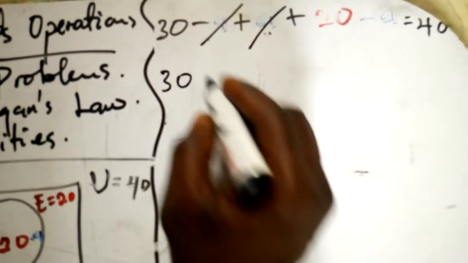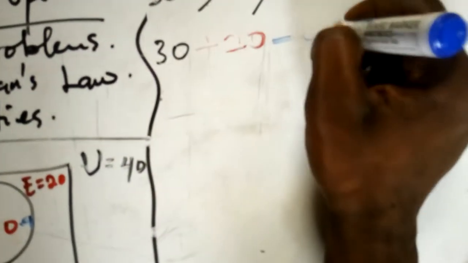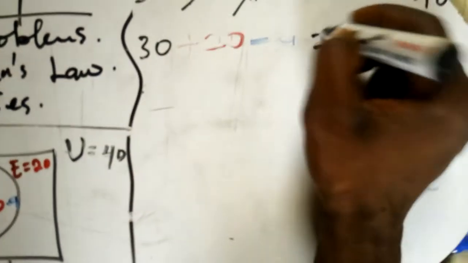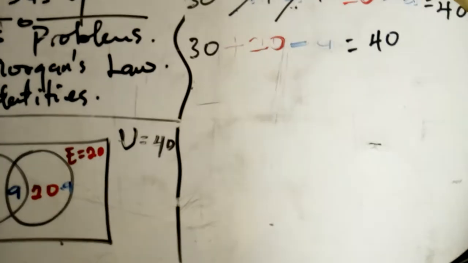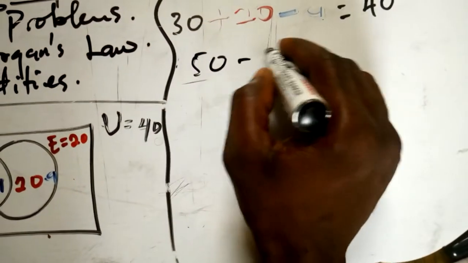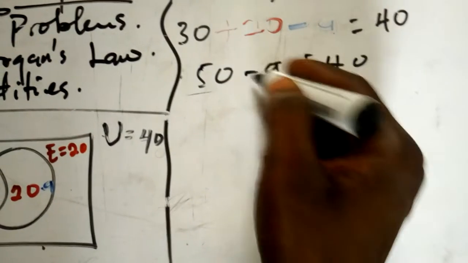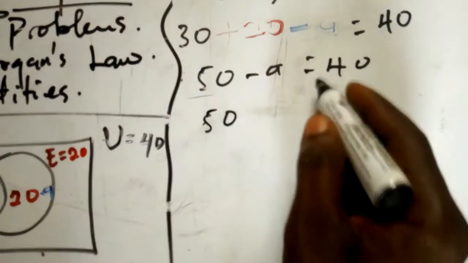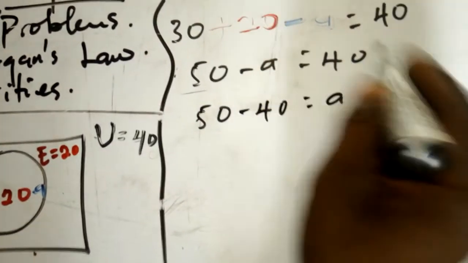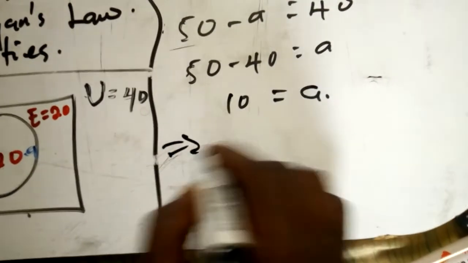So I'm having 30 plus 20, then minus a, all will be equal to 40. Is that okay? So when you do this calculation correctly, that should be 50 minus a equal to 40. So that should be 50 minus 40 is equal to a. This guy is going away, so I'm having 10 is equal to a. This implies that a is equal to 10.